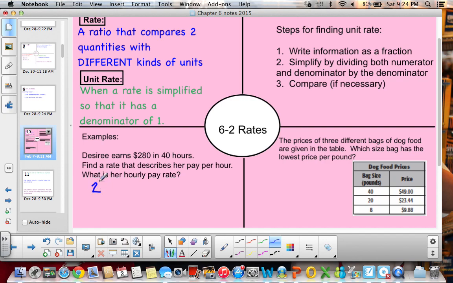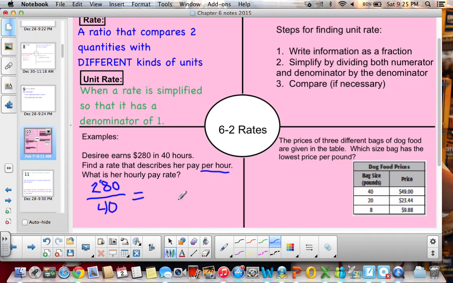So $280 in 40 hours. 280 is our first item, so that's our numerator, and then 40 is our second item, so that's our denominator. So here's our ratio, $280 in 40 hours. Now we want to find her rate. This is also a rate, but now we want to find the unit rate, which is per hour.